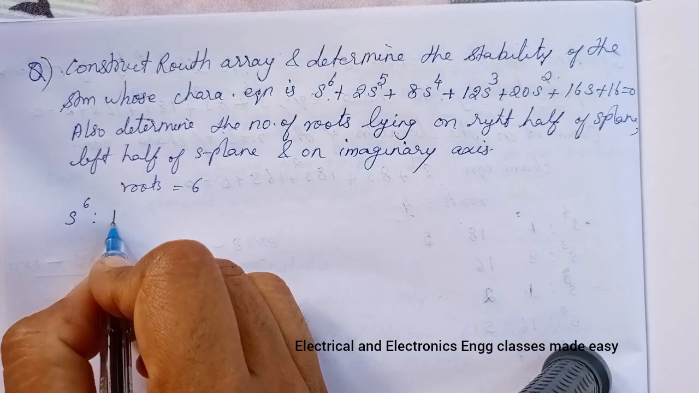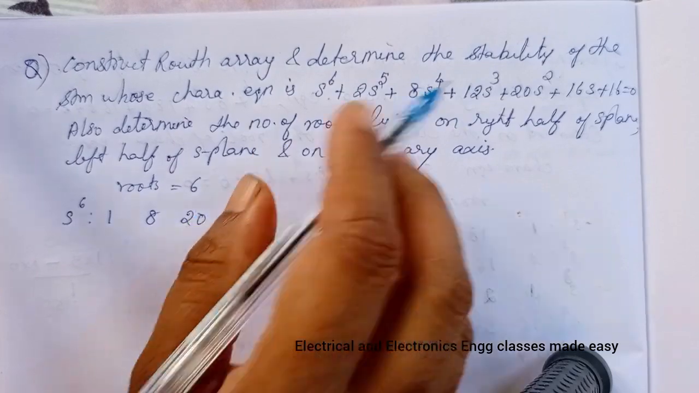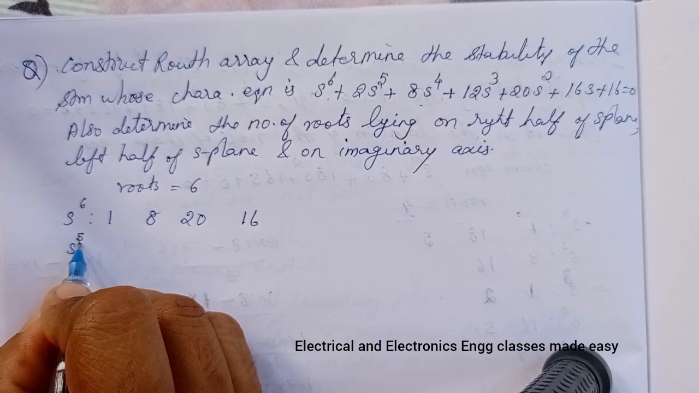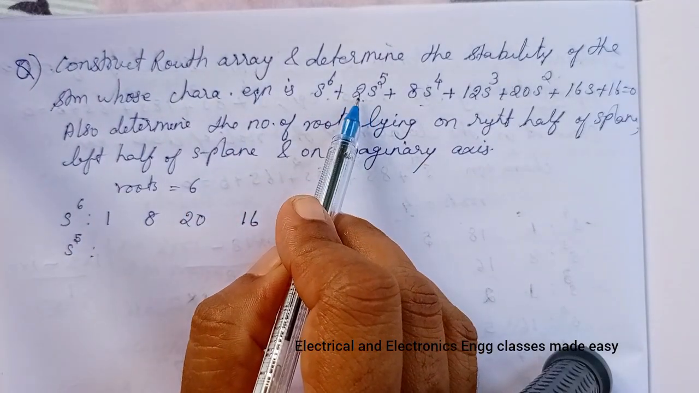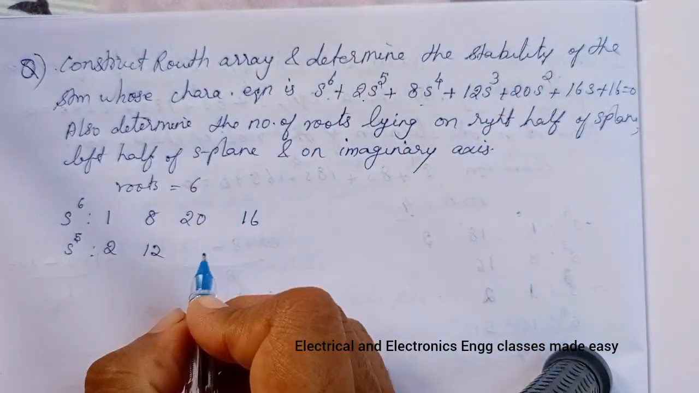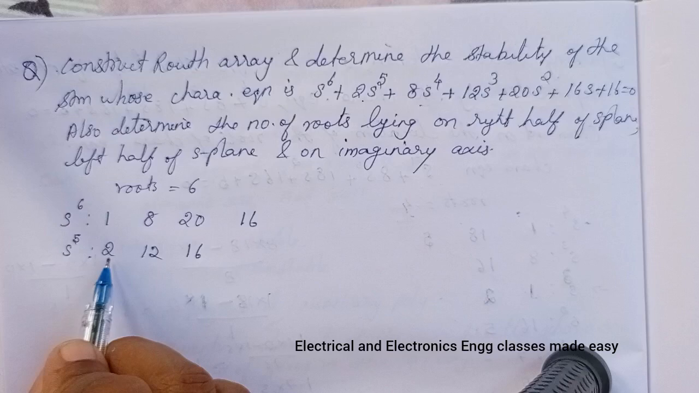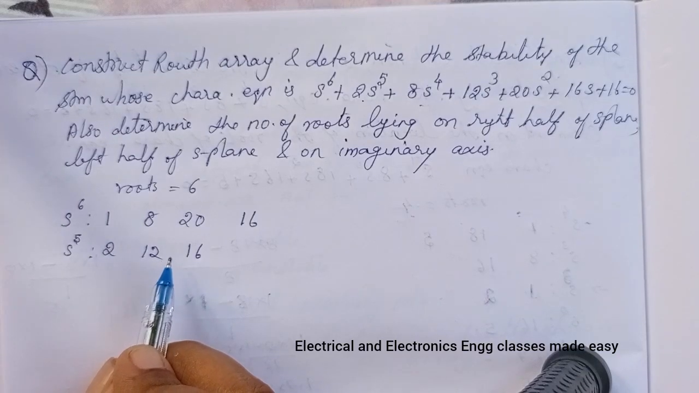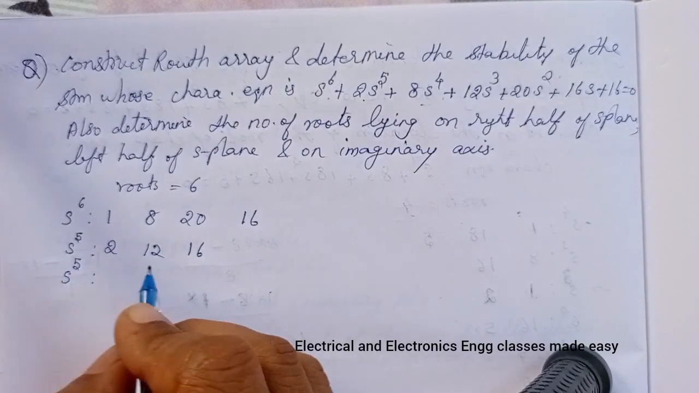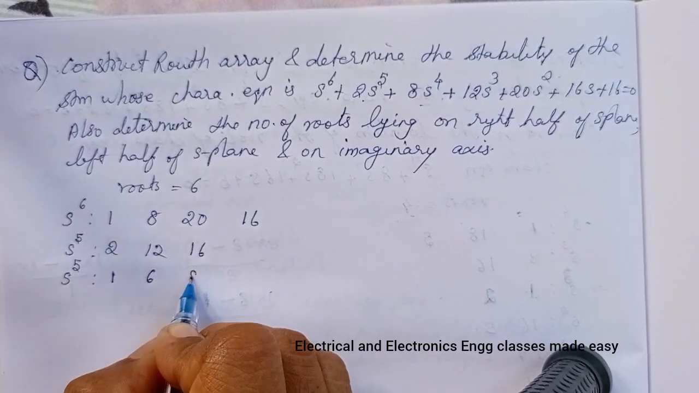So first one is 1, then 8, then 20, then 16. Next we have to write S raised to 5. So the coefficients are 2, then 12, then 16. So that's all. And here 2 is a common factor, so we can divide with 2. So s raised to 5 we can write again, dividing by 2 we get 1, here 6, then 8.